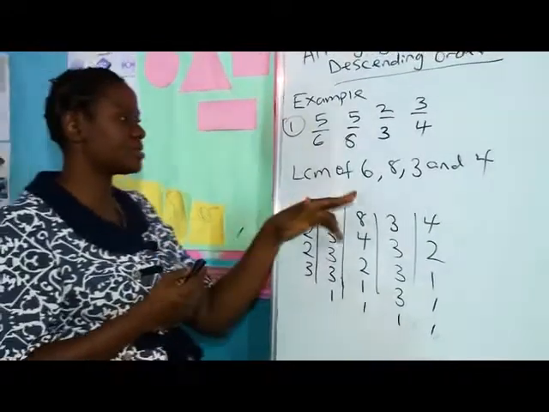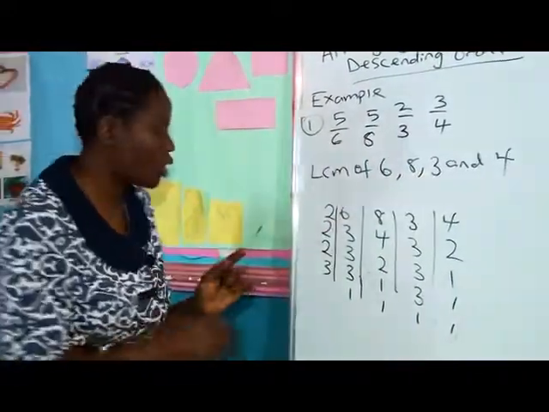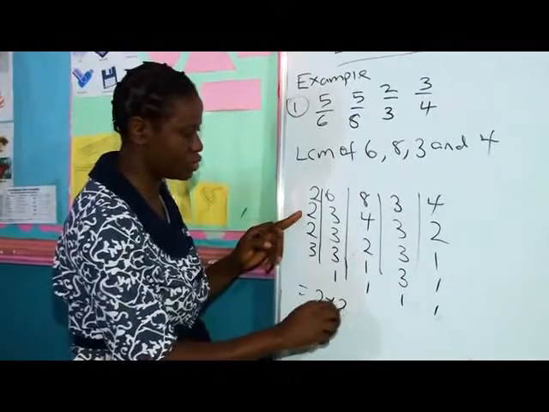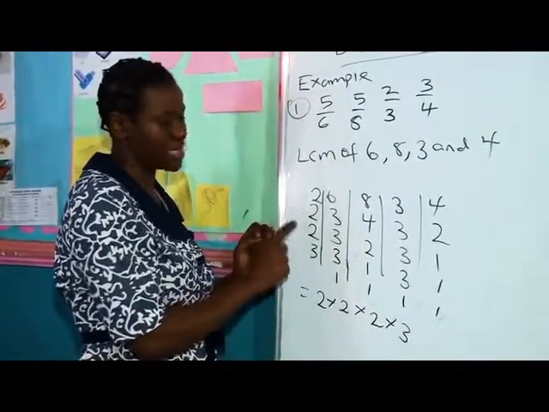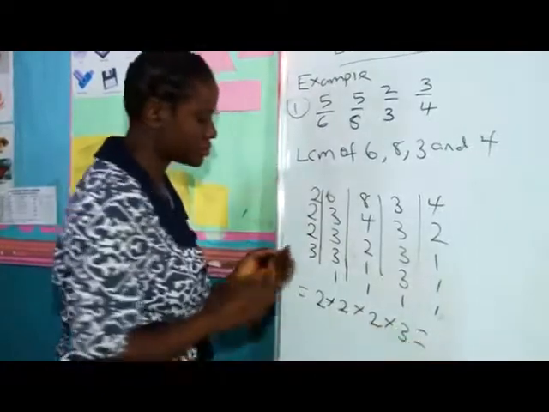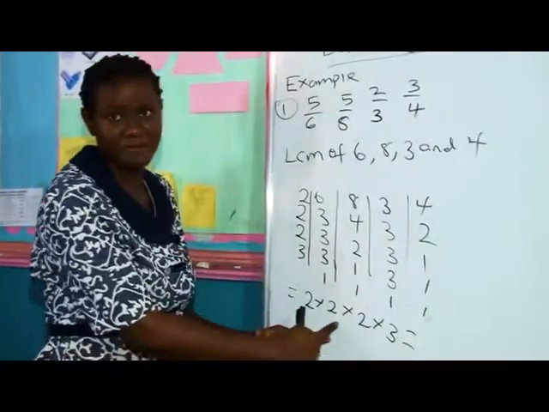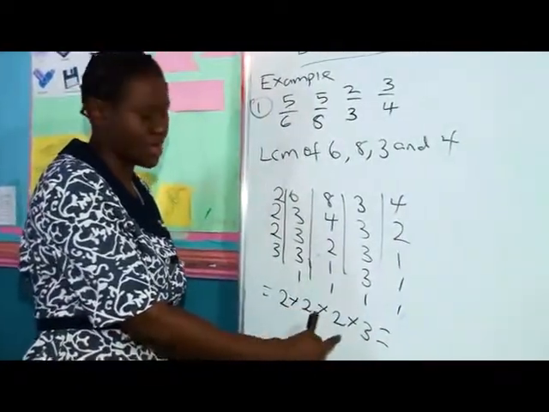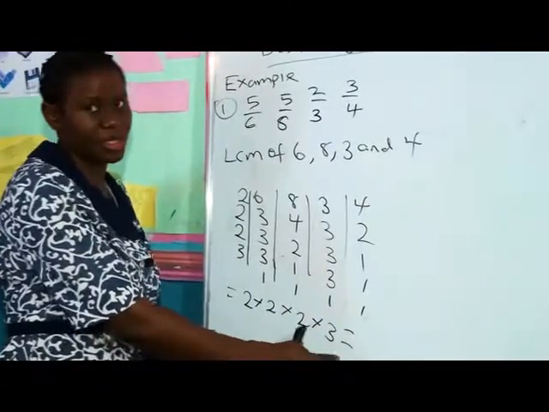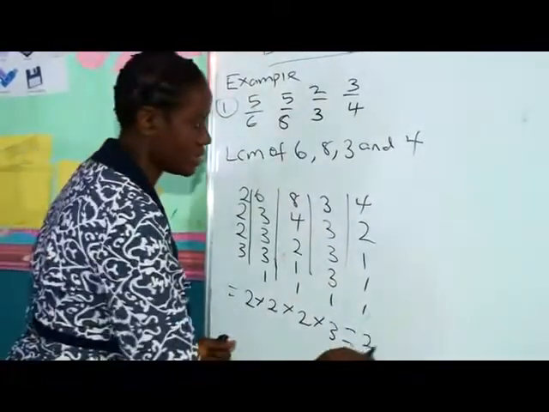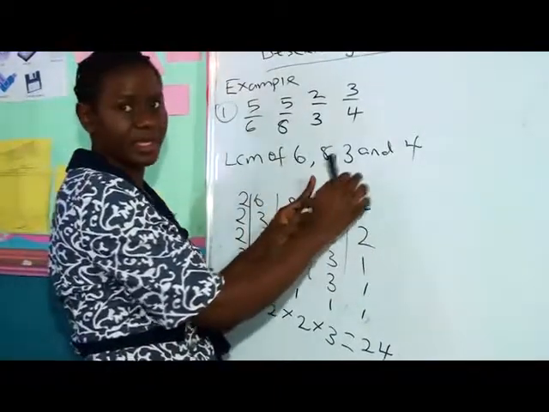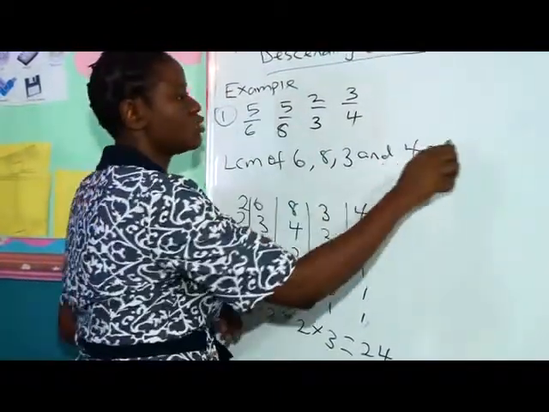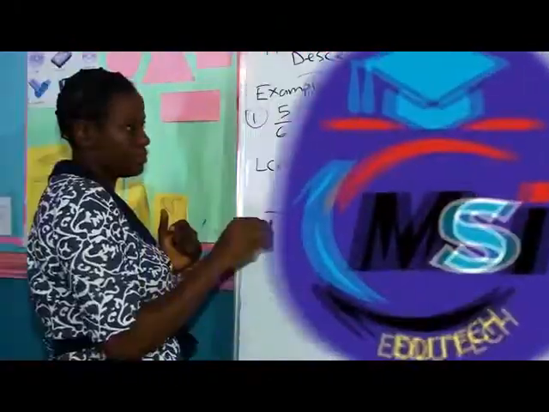Now, the LCM of 6, 8, 3, and 4 would be 2 times 2 times 2 times 3. 2 times 2 is 4, 4 times 2 is 8, 8 times 3 is 24. Which means the LCM of 6, 8, 3, and 4 is 24.